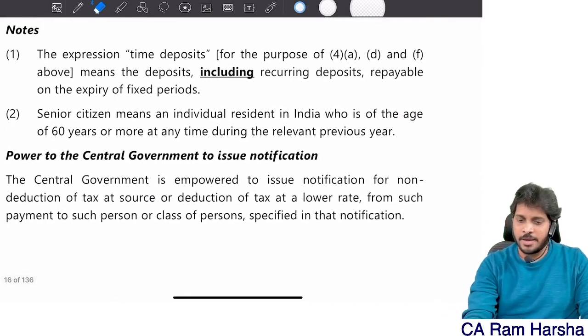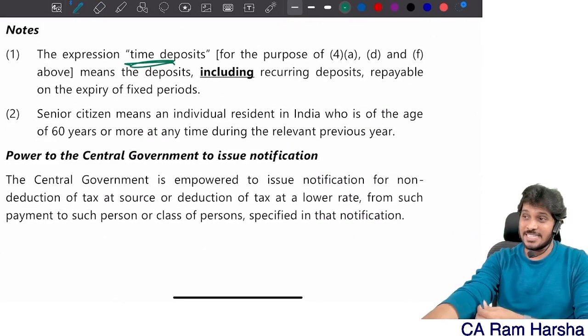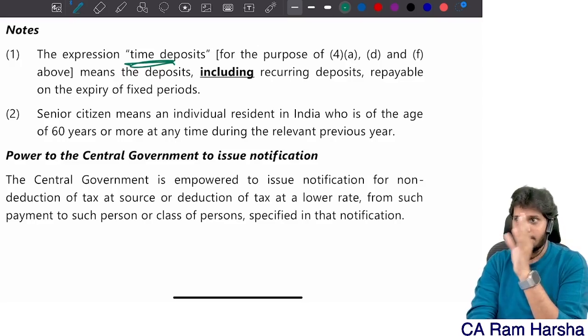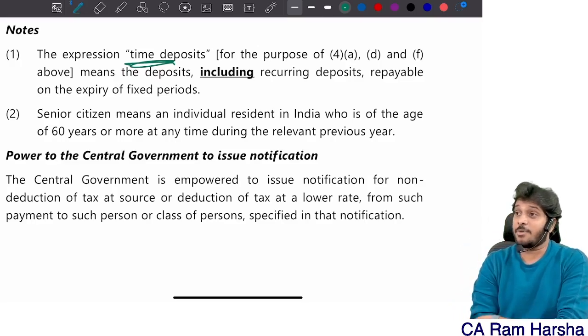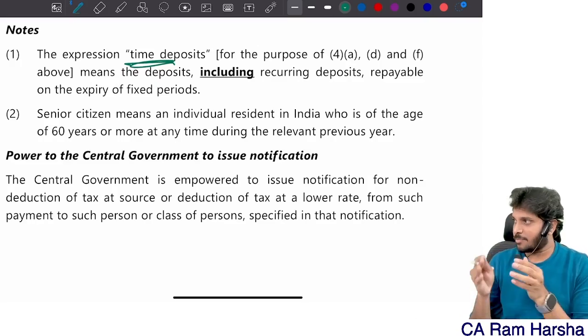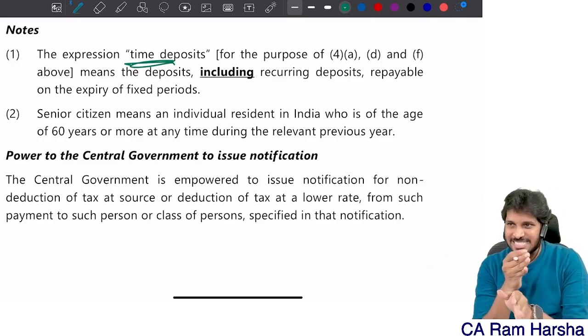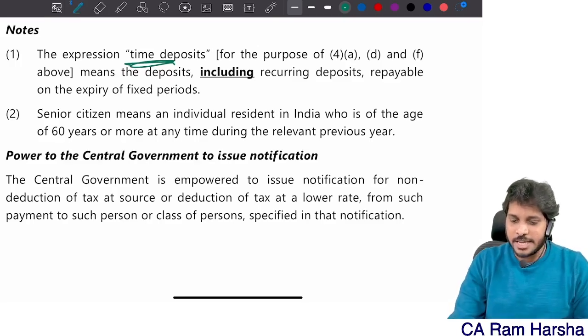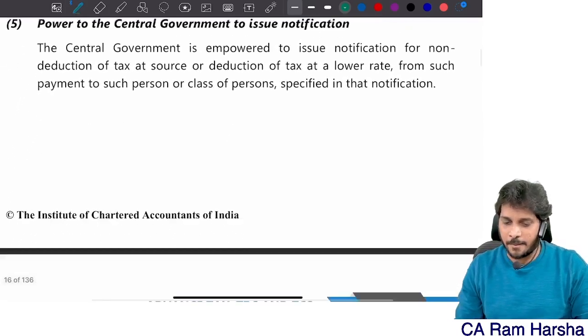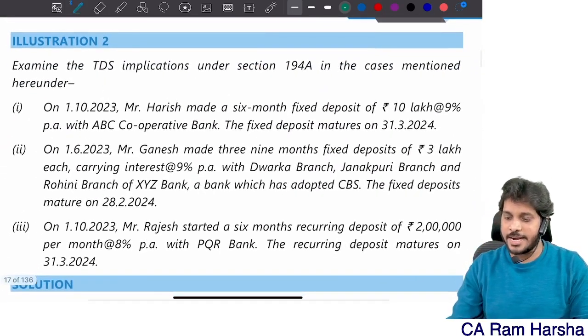Now, tell me, in this section, TDS is applicable only on what? Time deposits. Time deposits means what? Fixed deposit or recurring deposit. Time deposits mean deposits kept for a certain specific period, so we call them time deposits. Now, senior citizen means what? Obviously resident in India. Getting it? Now, what are the TDS implications?